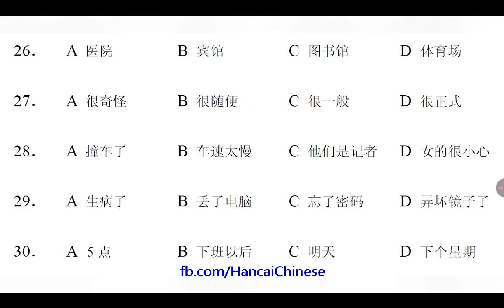When the girl will go to the bank, most probably mingtian, because they also open tomorrow.